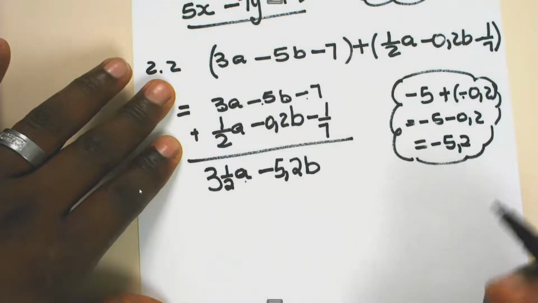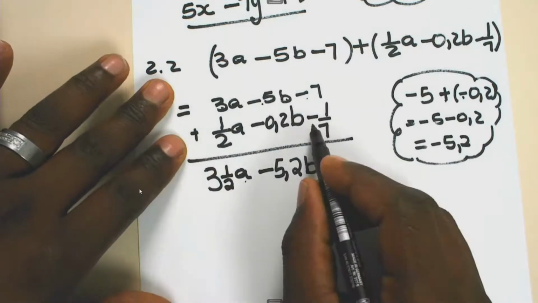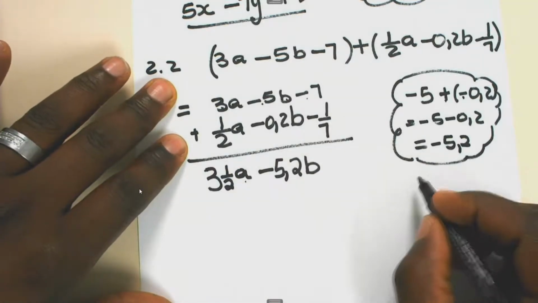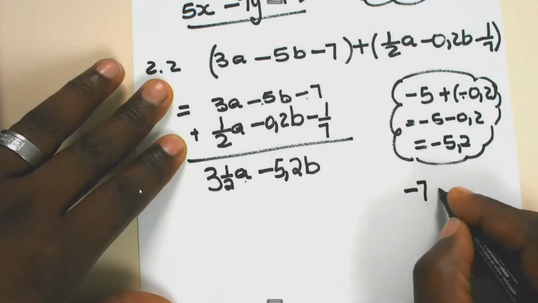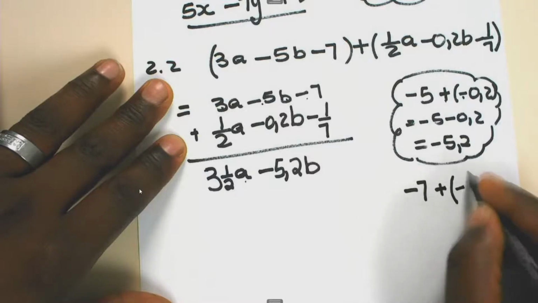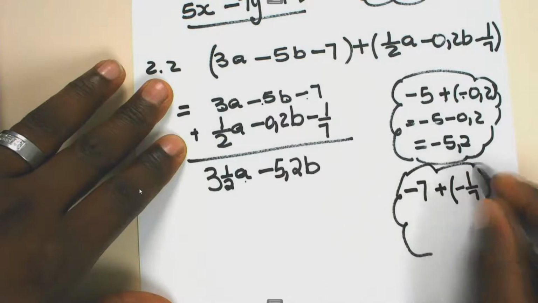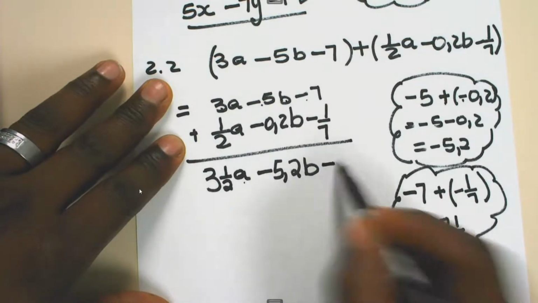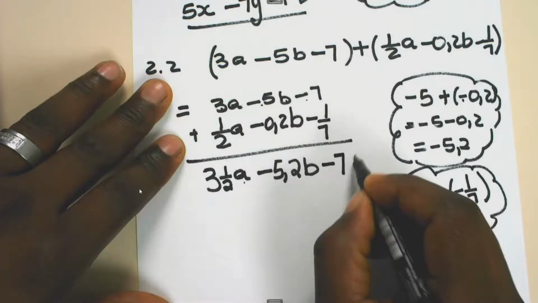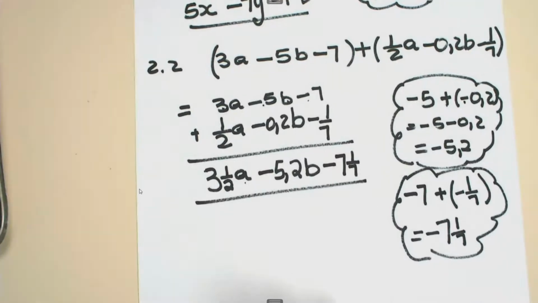Negative 7 plus negative 1 out of 7, it will be like adding a negative 7 to a negative 1 over 7. So this is like just adding 1 and 1 and a half. It's going to be negative 7 and 1 out of 7. So there it is. As easy as that.